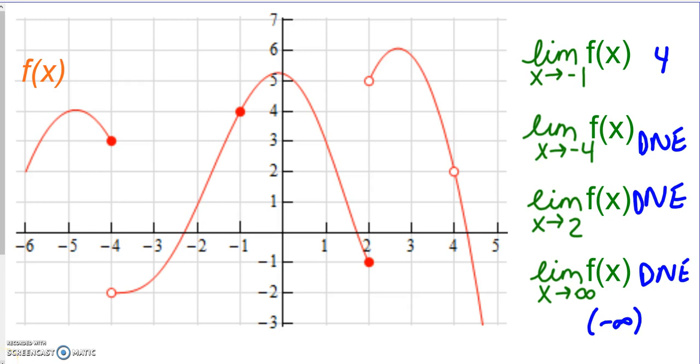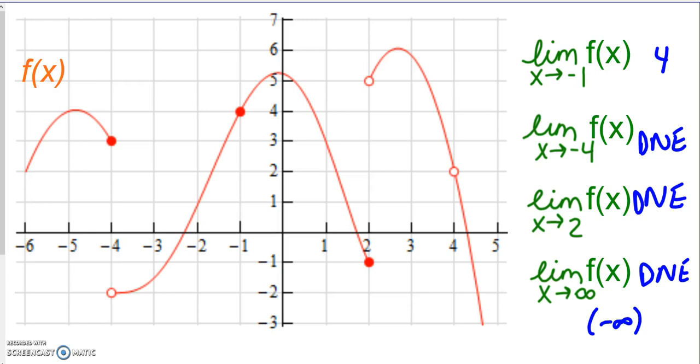Okay, so the limit as it approaches -1 has a height of 4. The limit as it goes to -4, again, the left and the right hand bounds are not the same, so it does not exist. The same is true for as the limit approaches 2. Left and right hand limits are not the same. And now as it goes to infinity, again it's going without bound, so I would take either negative infinity or it does not exist for that one.